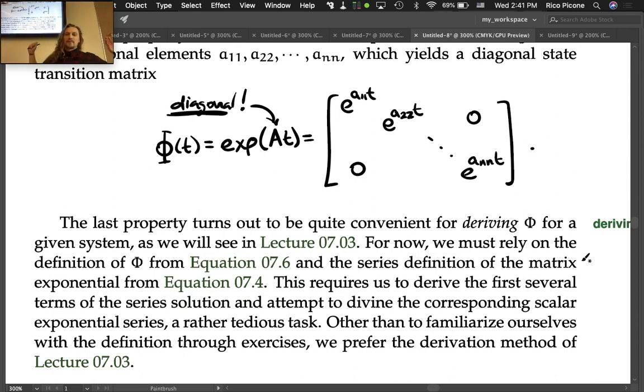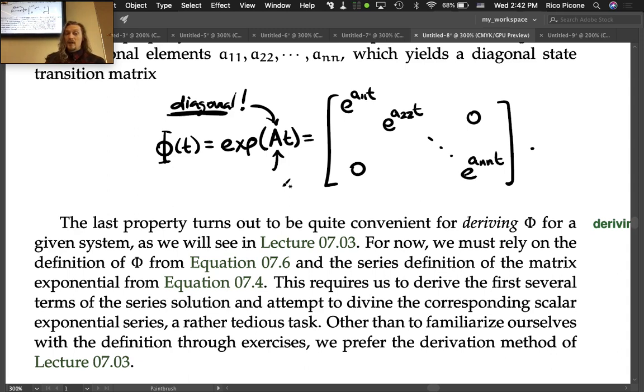Okay, so for now, we must rely on the definition of phi from equation 7.6 and the series definition of the matrix exponential from equation 7.4 to find what the state transition matrix is, unless we already have this nice form. It's already A is exponential, and then we can just use this formula. But otherwise, we have to use the series definition. This requires us to first derive the first several terms of the series solution and attempt to divine the corresponding scalar exponential series, which is a rather tedious task. And you have a couple homework problems where you do this, and the Rao and Wormley text has a worked out example of how to do this. It's pretty tedious, but it's worth going through to give you a feel for the definition.